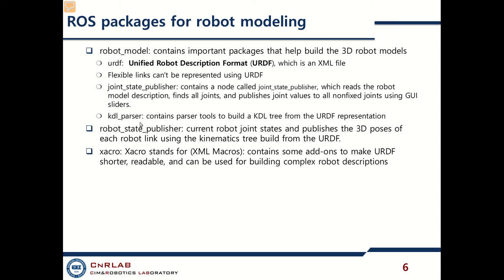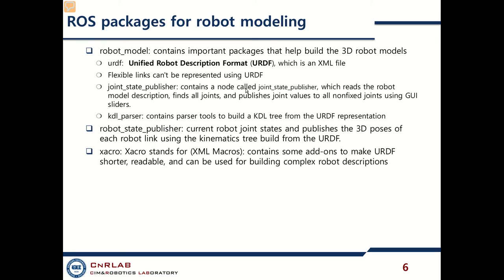And then we have the KDL parser. It's a kinematic and dynamic library. It is a ROS package that contains parser tools to build a KDL tree from the URDF representation. The kinematic tree can be used to publish the joint states and also for forward and inverse kinematics of the robot. And then we have robot state publisher. This package reads the current robot joint states and publishes the 3D poses of each robot link using the kinematic tree built from the URDF. The 3D pose of the robot is published as ROS TF. ROS TF publishes the relationship between coordinate frames of the robot.